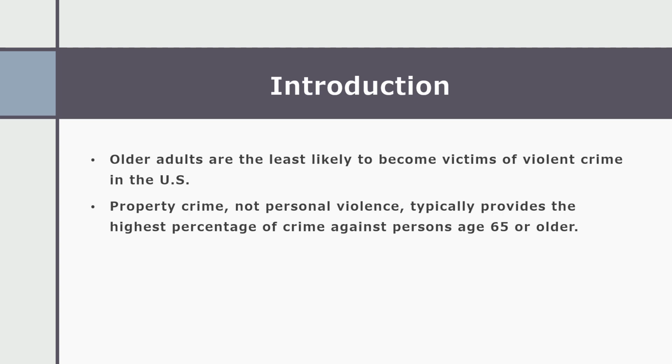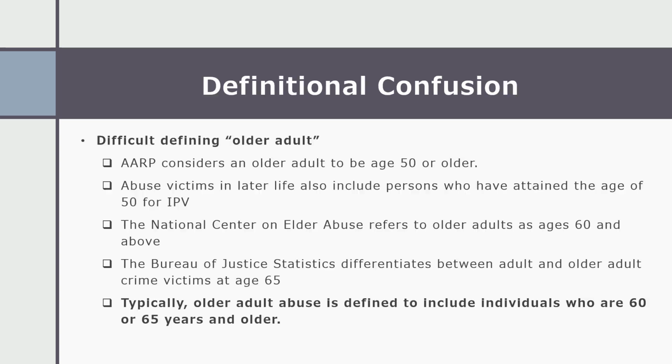In fact, some of the statistics that we have are that older adults are least likely to become victims of violent crimes, but they're more likely to be victims of property crimes. And you will see that property crimes typically provide the highest percentage of crimes against persons ages 65 and older. So that's where we really focus the elder abuse discussion.